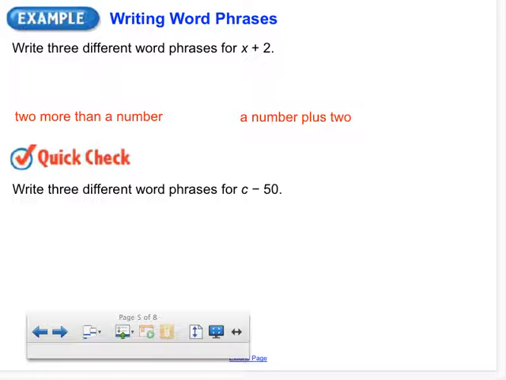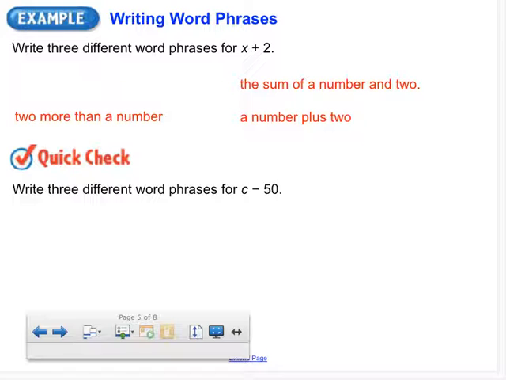This word gets used a lot in word problems. McKinley? The sum. Yes, the sum. I like that. The sum of a number and 2. Who's got another one?